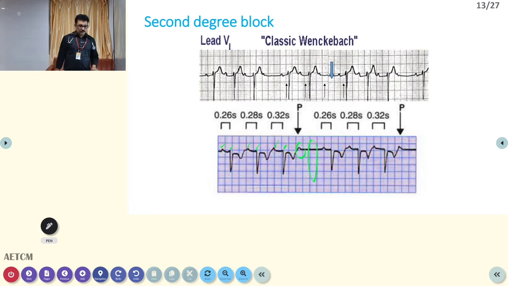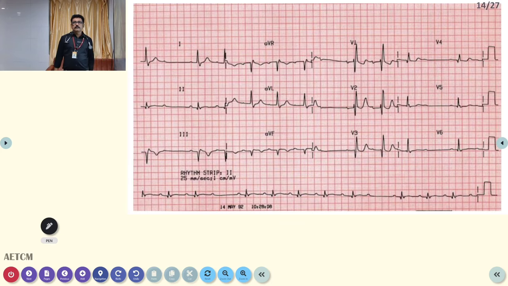So that is Wenckebach's phenomenon. Now you can see here what is Wenckebach's phenomenon. You can see here, the PR interval is getting longer, and one QRS complex is dropped here. The PR interval is longer, a little more longer, again longer. Here one is dropped. Okay.